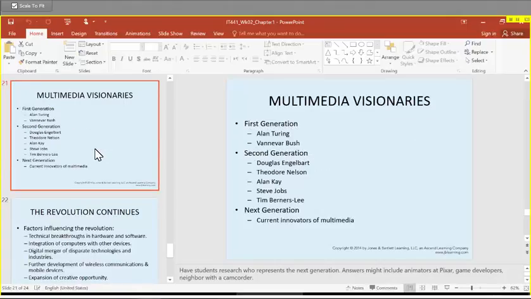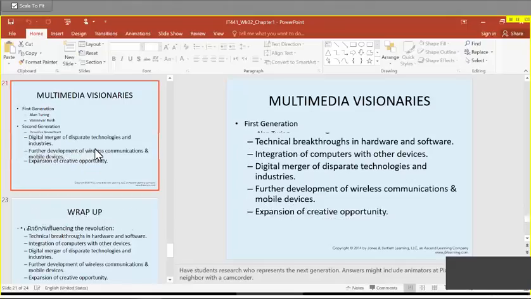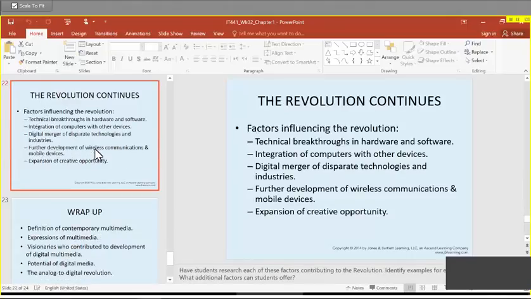So if you sum up, then we have different generations of multimedia visionaries. The first generation included Alan Turing and Vannevar Bush, and the second generation included Douglas Engelbart, Theodore Nelson, Alan Kay, Steve Jobs, Tim Berners-Lee, and then the next generation, the third generation, is the current generation of multimedia innovators. And still we have a lot of things to see.